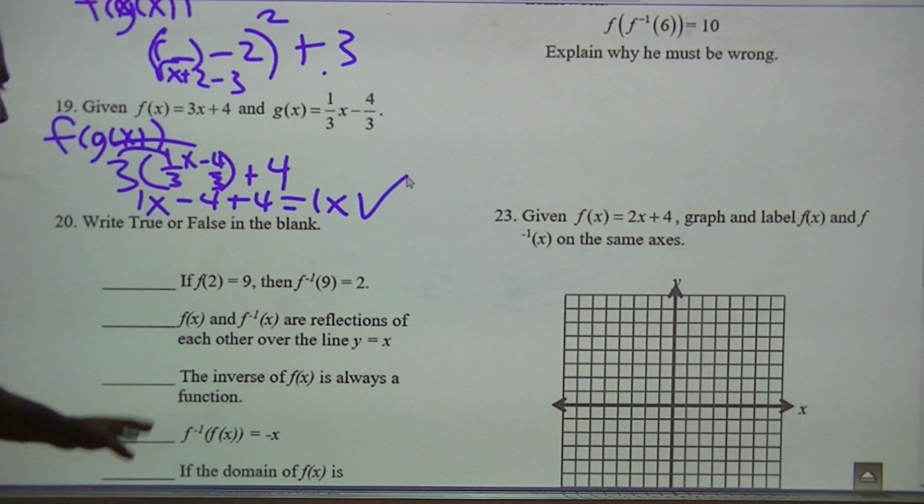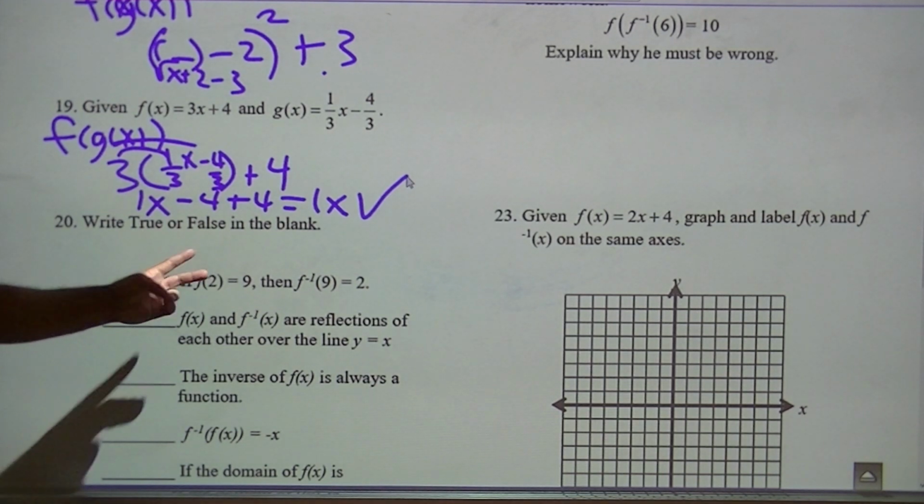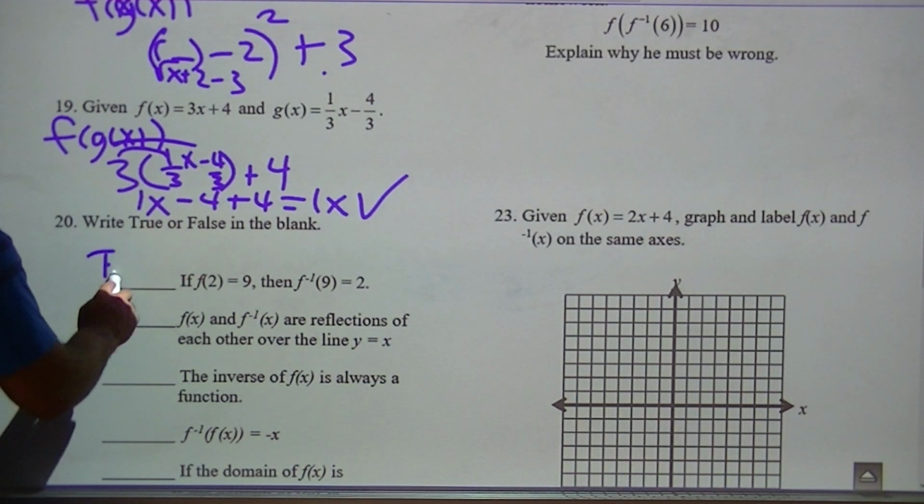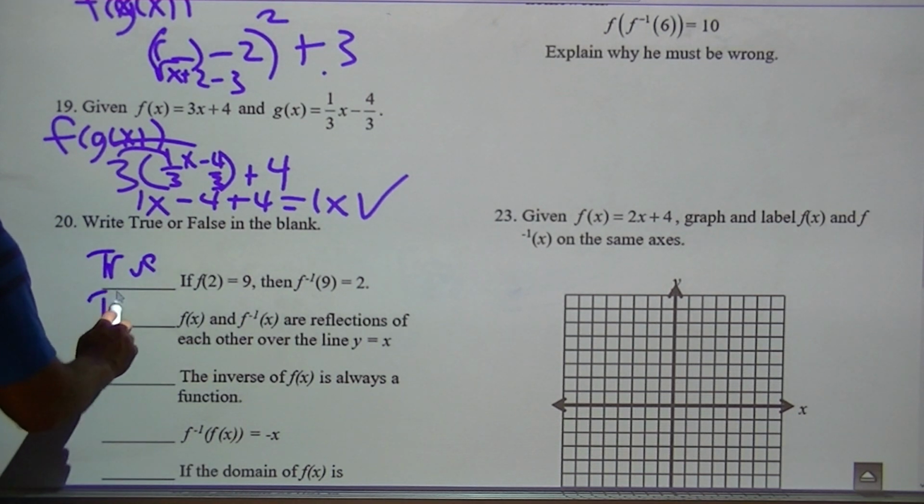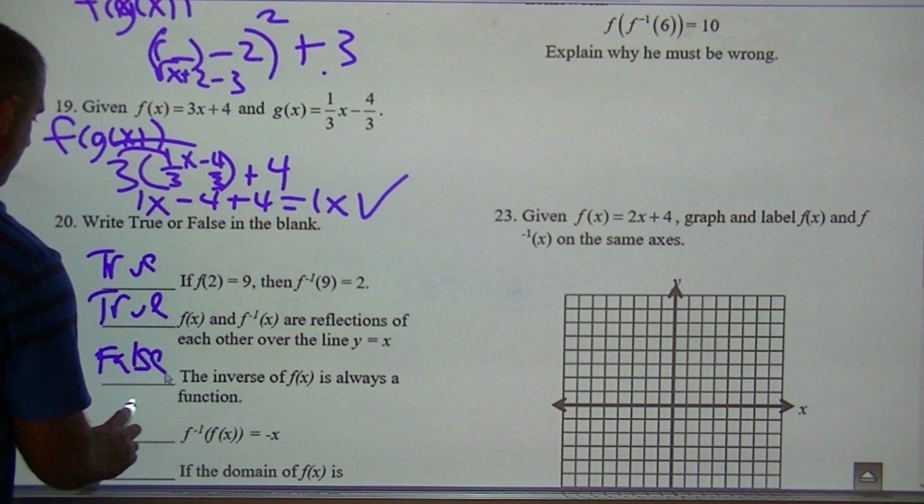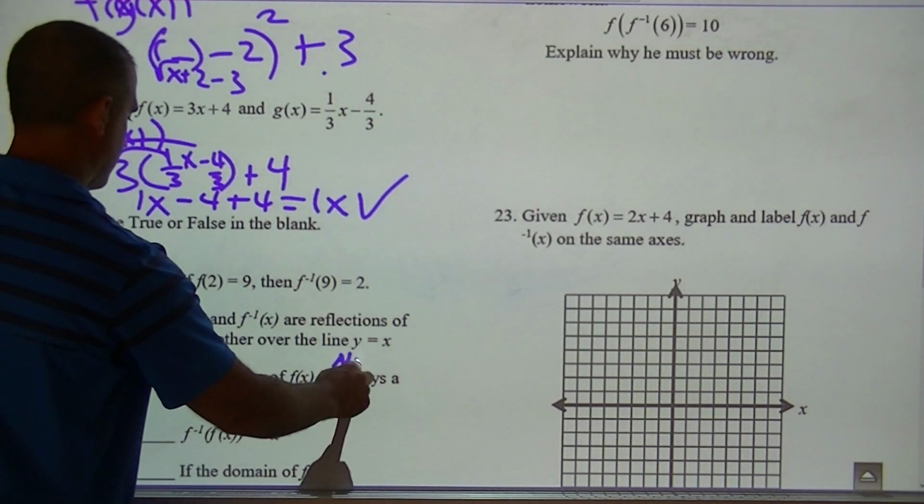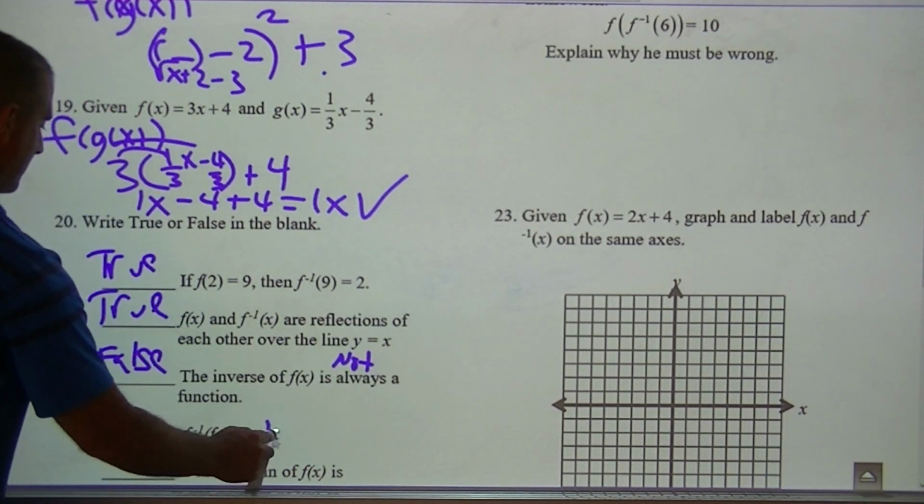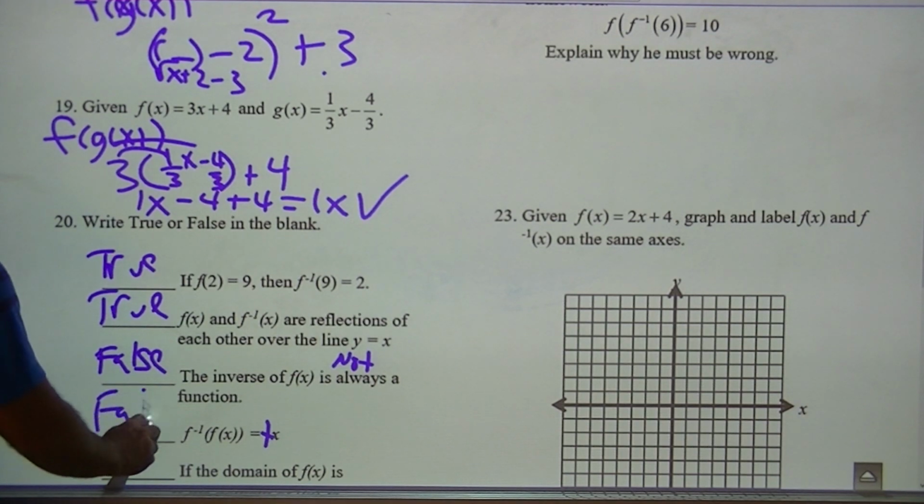All right, which ones are true or false? Okay, the x and the y flip. This would be true. The reflection across x, they're true. This is false, because they're not always. Okay, this would have had to have been positive x, so this would be false.